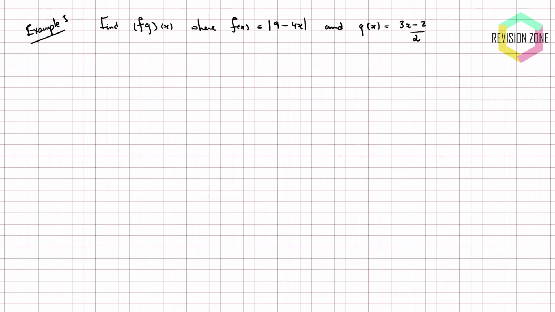Example 3 is quite interesting. We again have to work out a composite function, but the interesting thing here is one of our functions is actually a piecewise function, right? Because the modulus function is known to be a piecewise function. So the point is we can actually have composite functions that are composites of piecewise functions, and obviously as a result we're going to get more piecewise functions. So let's see what the solution is going to look like.